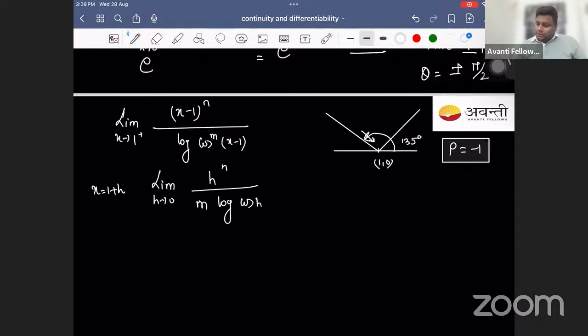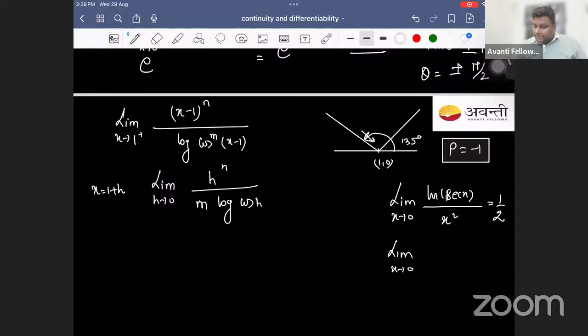Got it? Now, while doing the limit chapter, I told you the limit as x approaches 0 of ln secant x by x square is half. If you remember, that means the limit as x approaches 0 of ln cos x upon x square is minus half.